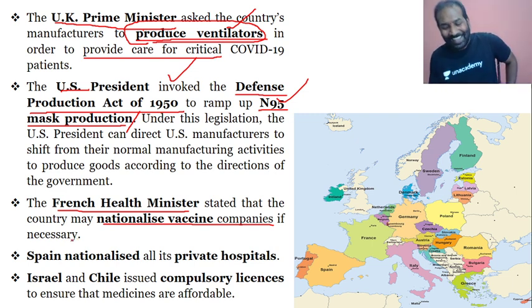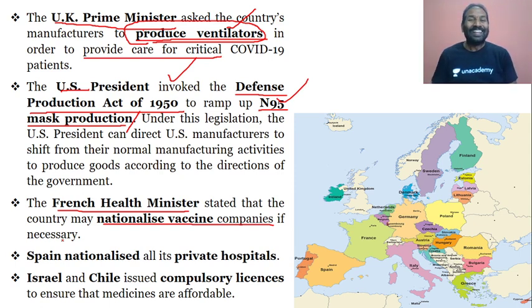Please do understand here. Now the developed countries wanted to have the control over the production. Please do underscore, highlight the word control, control over the production. That is how the situation has changed. That is what the fault is. And Spain has nationalized all the private hospitals. So again, the government has nationalized because of the pandemic situation, COVID-19. They're all now national, government hospitals.